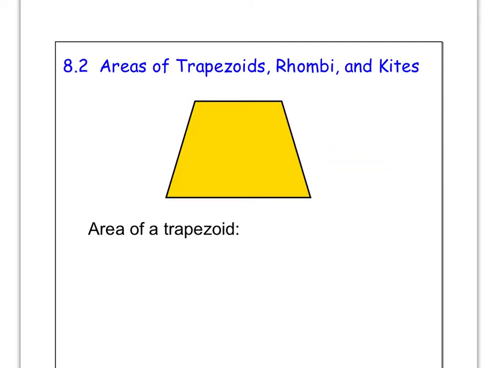Today we're going to learn a few formulas. The first is for area of a trapezoid. Remember, a trapezoid is a quadrilateral with one pair of parallel sides. And so to find the area of this, the formula goes area equals height times base 1 plus base 2 divided by 2.